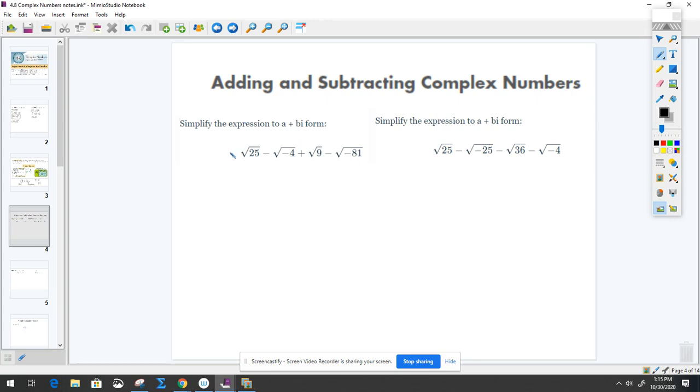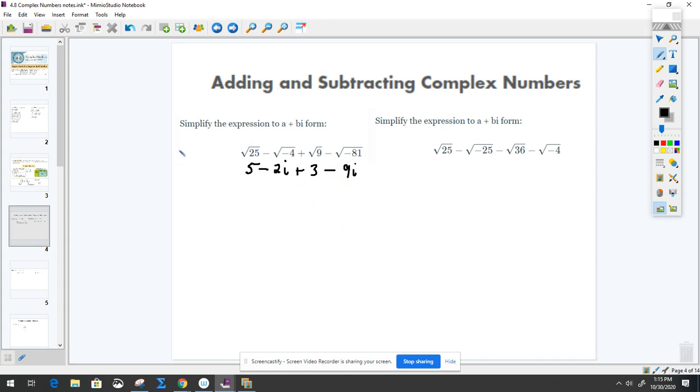So what I'm asking you to do right now is simplify every single one of these radicals individually, okay? So this would simplify the square root of 25. These are all going to be perfect squares. Would be 5 minus, what is the square root of negative 4? It's 2, and because it has a negative in front, it would be 2i, okay, plus the square root of 9 is 3, minus the square root of negative 81 is 9i. Notice, this negative sign does not do anything to the minus sign in front of it, okay?